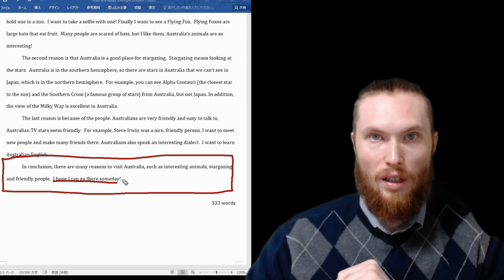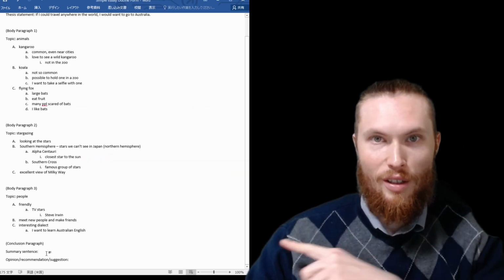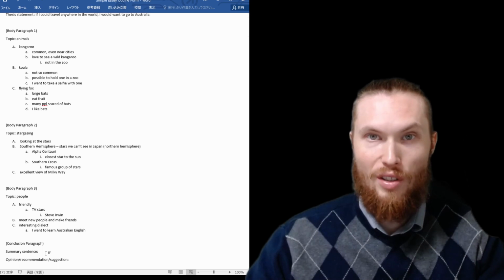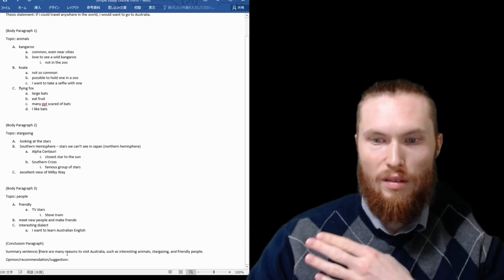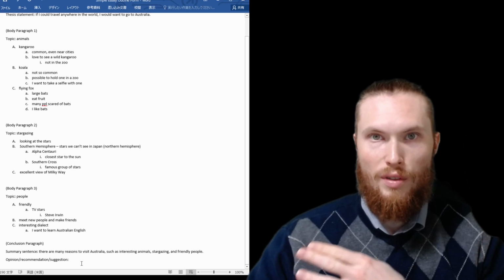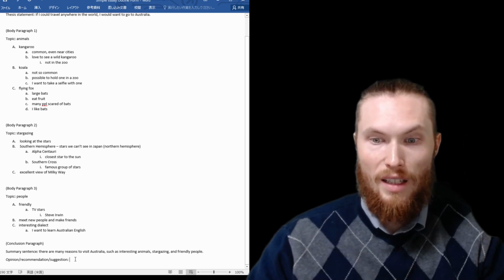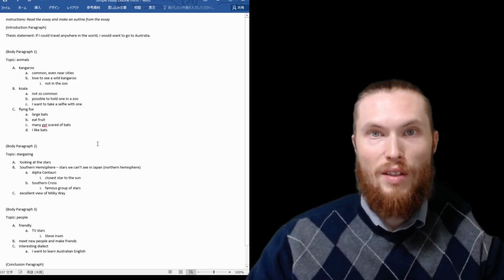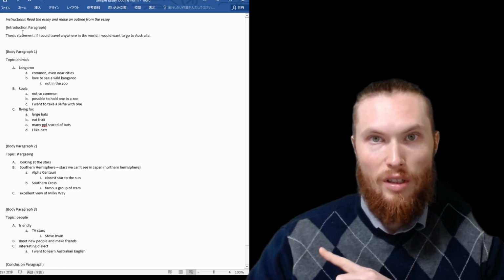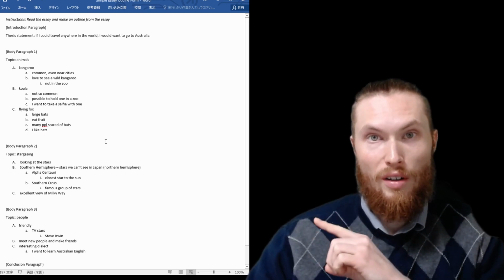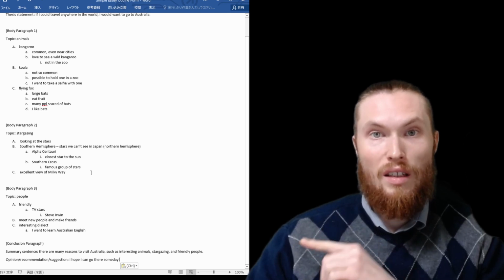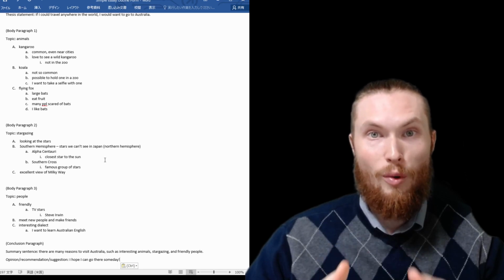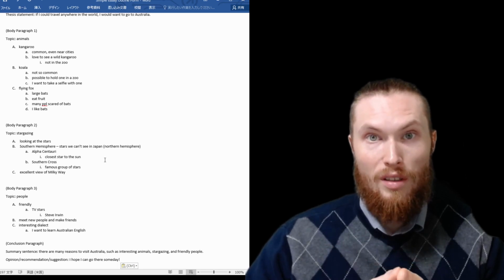So let's write this on the outline. Okay, so here we are down here about the conclusion paragraph. Remember, there's a summary sentence, which is the same information as the thesis statement. In this case, there are many reasons to visit Australia, such as interesting animals, stargazing, and friendly people. And the opinion, recommendation, suggestion is, I hope I can go there someday. So this is an example essay outline. It has the thesis statement, and it has the outline for each body paragraph, including at the end, the conclusion paragraph. So I hope this video helped you understand the most important parts of an essay: the thesis statement, body paragraphs, conclusion paragraph.